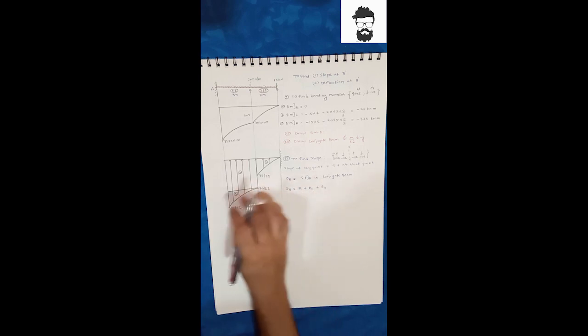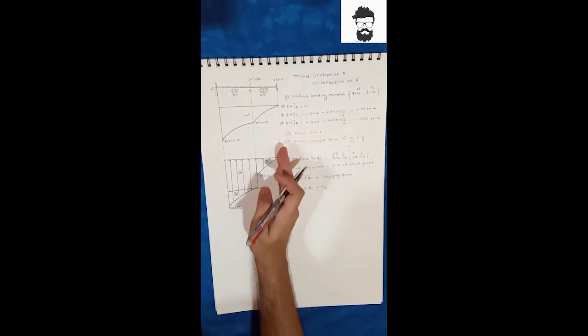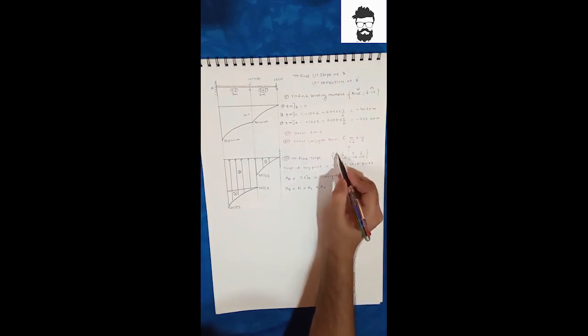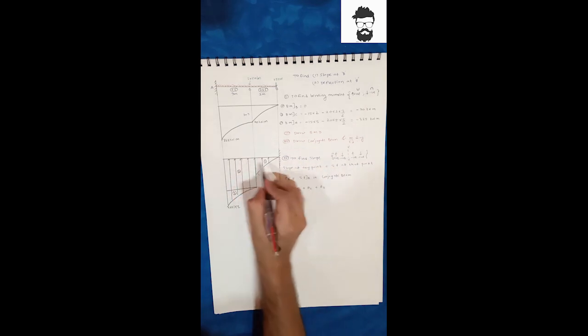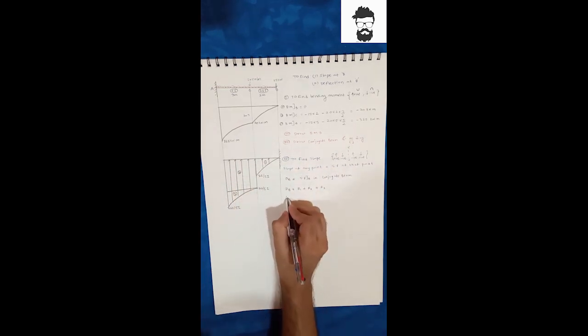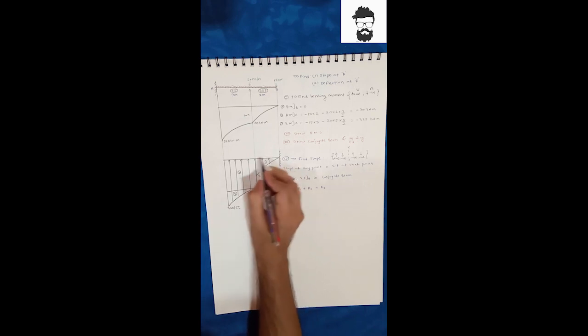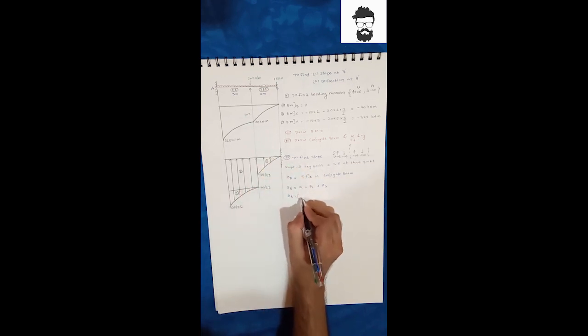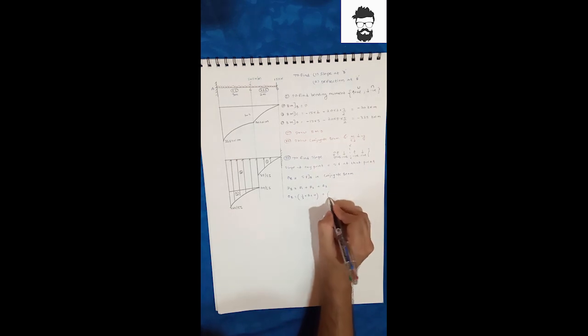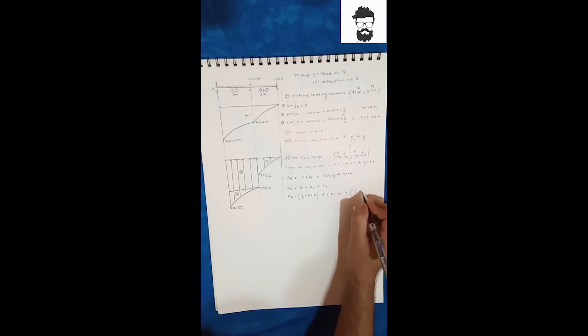plus area of 3, plus because on the left hand side an upward arrow is positive, and the section is at B, so A1 plus A2 plus A3. So theta B is equal to A1, for this area of 1 is 1 by 3 into base into height. For the second it is rectangular in cross section, so base into height, and for the third 1 by 3 into base into height.